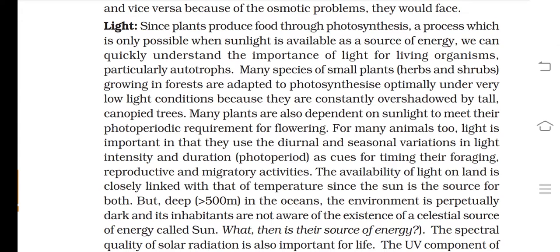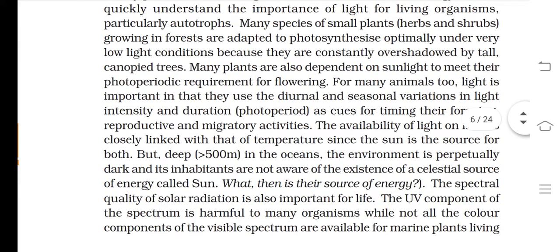Small plants like herbs and shrubs growing in forests are adapted to do photosynthesis optimally under very low light conditions, because they are constantly overshadowed by tall canopied trees. Many other plants are dependent upon sunlight because of the photoperiodic requirement of flowering. Not only plants, but animals are also affected by light, and their behavior, meaning their different types of activities, is dependent upon light.